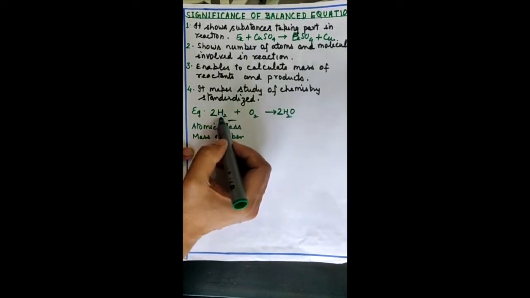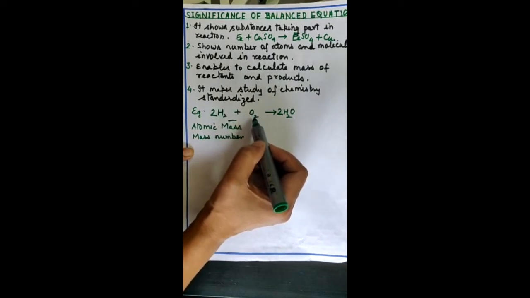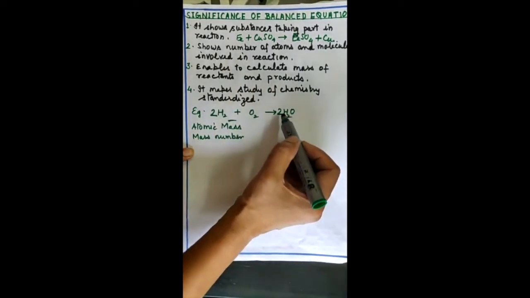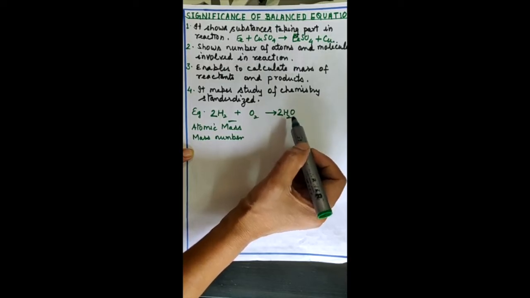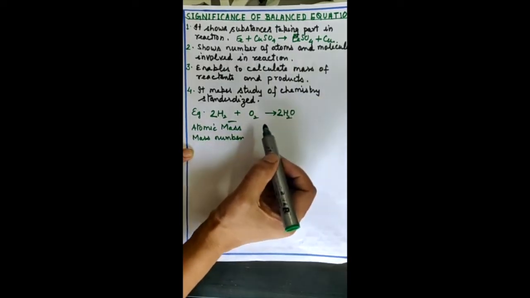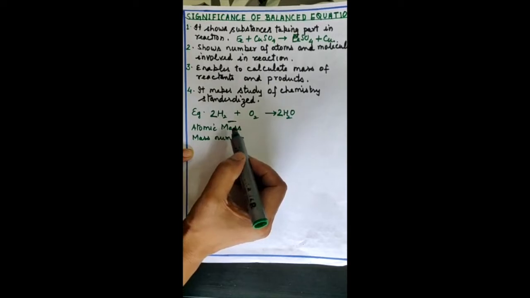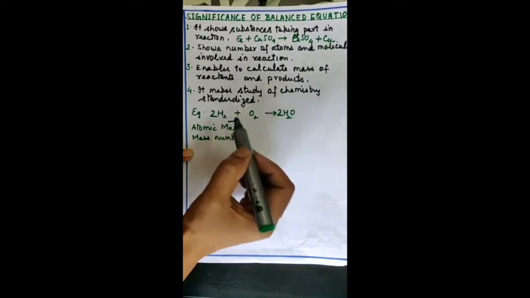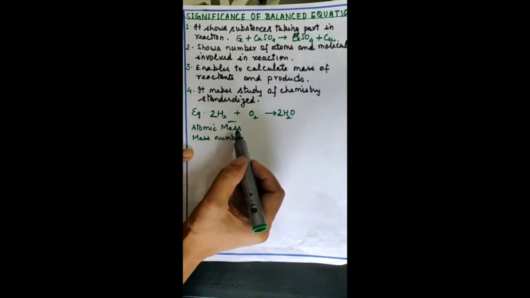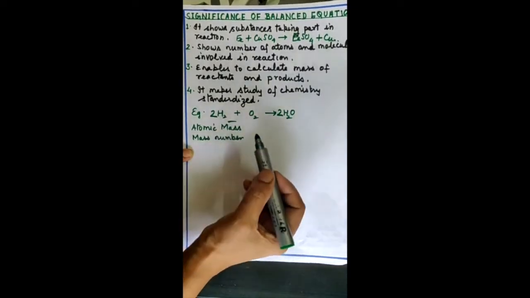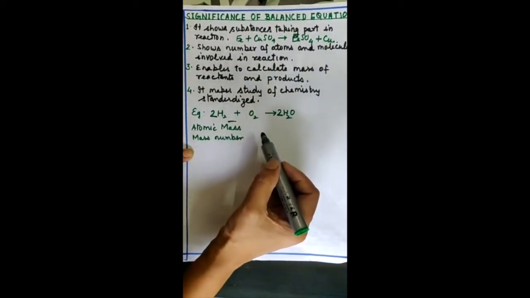A hydrogen molecule is made up of hydrogen atoms, an oxygen molecule is made up of oxygen atoms, a water molecule is made up of hydrogen as well as oxygen atoms. For calculating their mass, we need to know the atomic mass of hydrogen and oxygen because there are only two elements. What is atomic mass? Atomic mass is the real mass of one atom of an element.